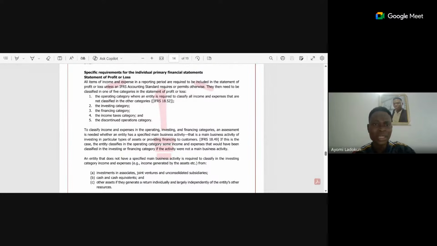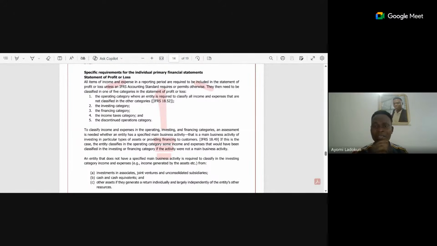Now, IFRS 18 went further to give us specific requirements for the individual financial statements. So what are the specific requirements? For example, in the statement of profit or loss. So remember we said you can call it statement of financial performance, right? But when you break it down, you have the statement of profit or loss and your statement of other comprehensive income, right? Or broadly, you call it income statement.